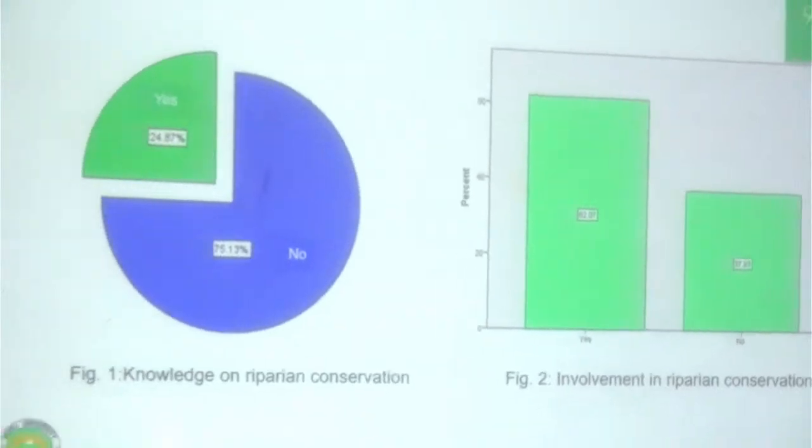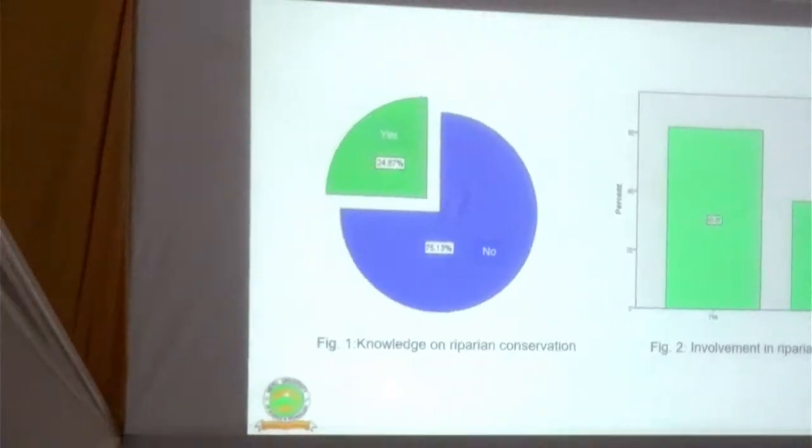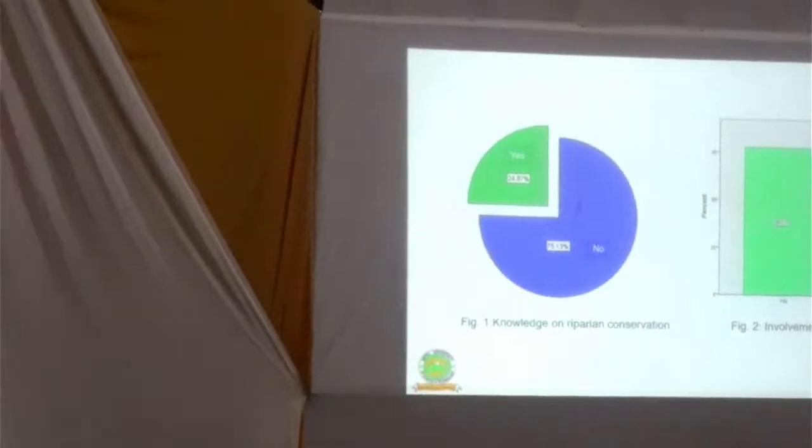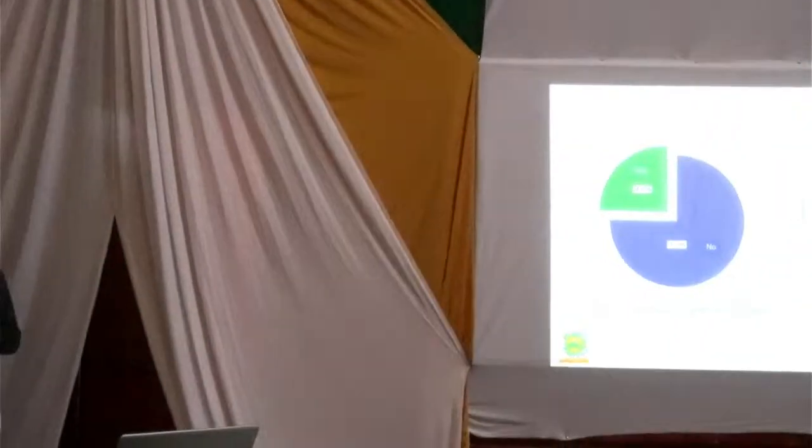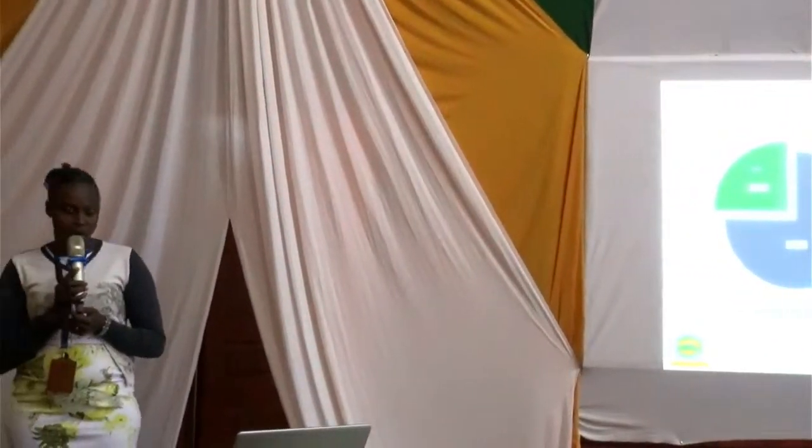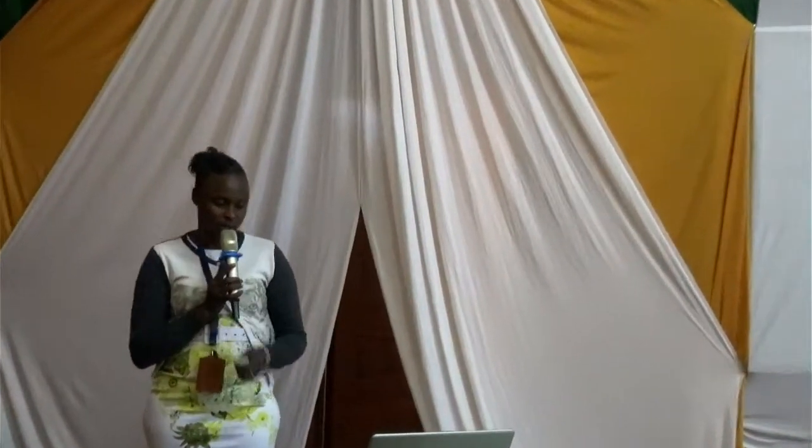So this can tell us how this river has been conserved, and if the riparian zone is not conserved, then pollution may occur from different points.